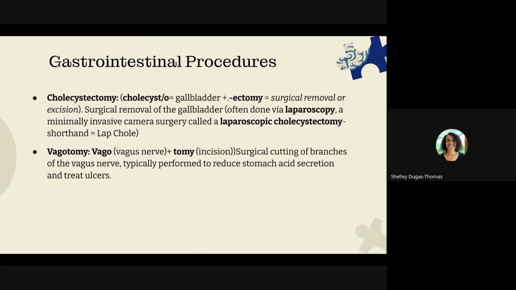Vagotomy includes the vago, which is the vagus nerve, plus tomy, which is an incision. So it's a surgical cutting of branches of the vagus nerve. And this is typically performed to reduce stomach secretions and treat ulcers.